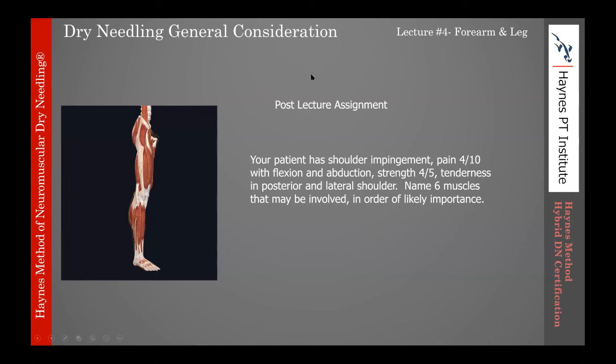We have now gotten through all of the introductory material. We've got a lab coming up, but before that, your post-lecture assignment. Your patient has shoulder impingement. Pain is 4 out of 10 with flexion and abduction. Strength is 4 out of 5. There's tenderness in the posterior and the lateral shoulder. I want you to name 6 muscles that may be involved in order of likely importance.